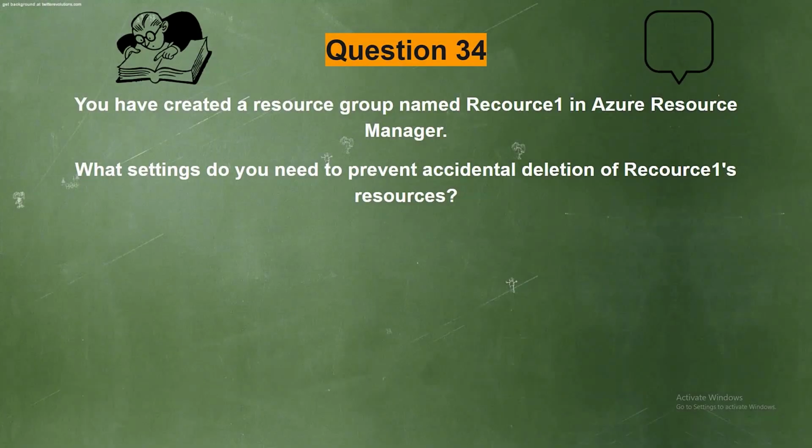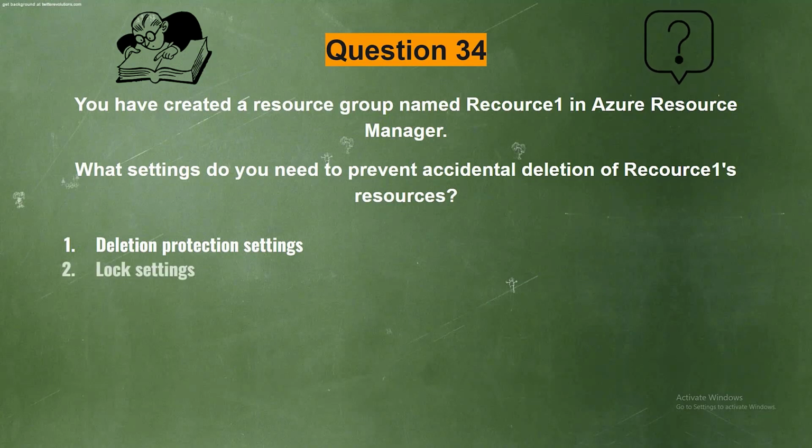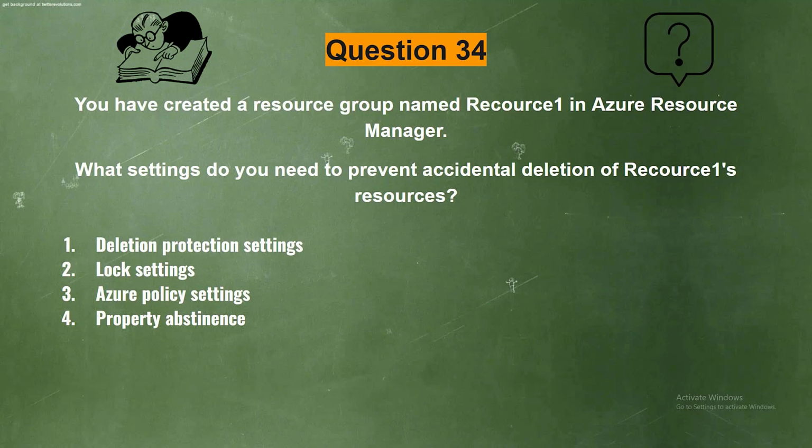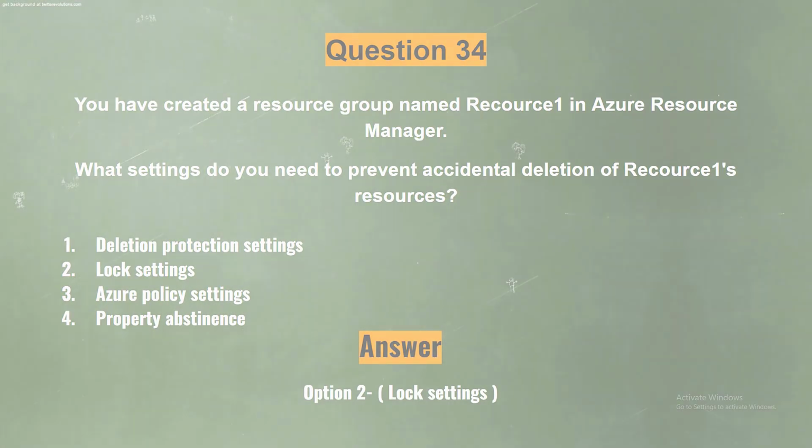Next question. You have created a resource group named Resource 1 in Azure Resource Manager. What settings do you need to prevent accidental deletion of Resource 1's resources? And the options are: Option 1, Deletion Protection Settings. Option 2, Lock Settings. Option 3, Azure Policy Settings. Option 4, Property Abstinence. And the answer is Option 2, Lock Settings.